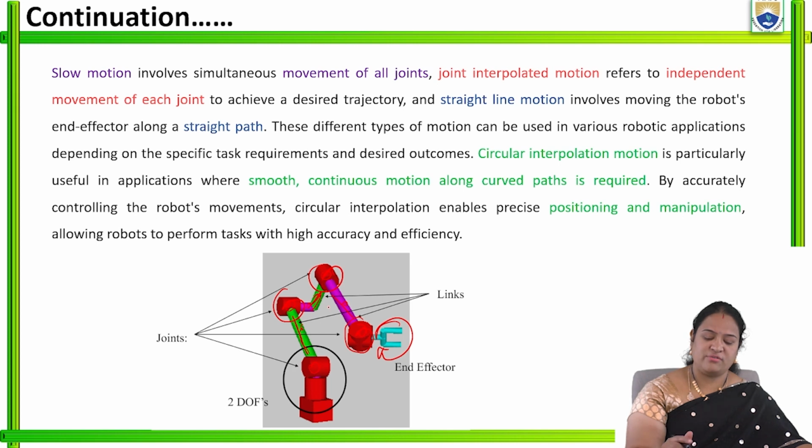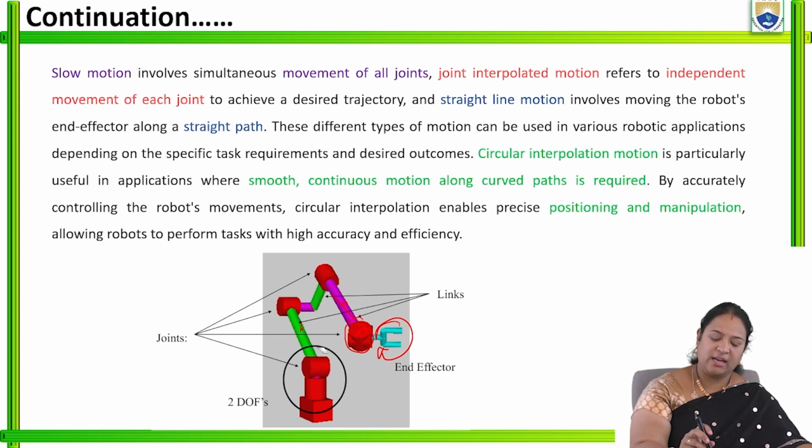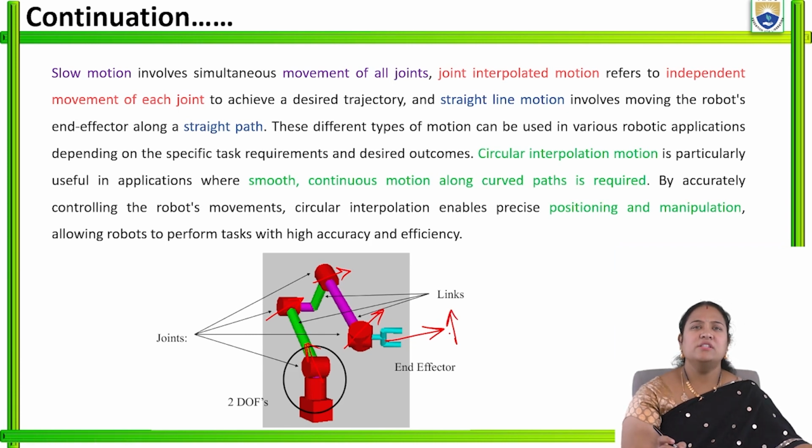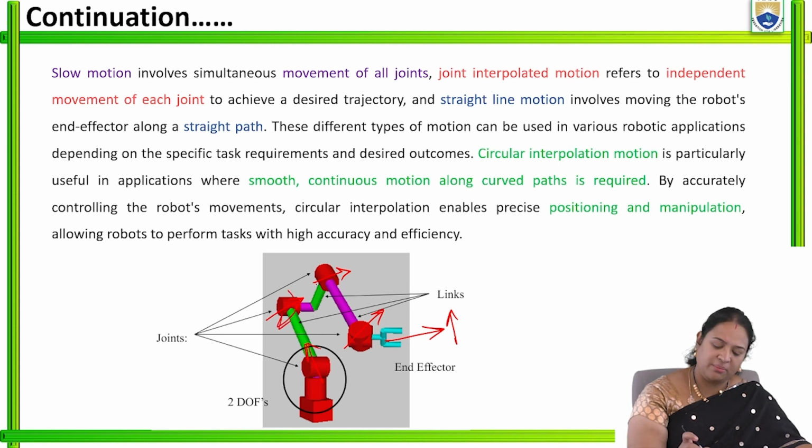Whereas when we come to a straight line motion, in straight line interpolation, what is happening? The movement of the joints will be done in a straight direction, where the robot's end effector is also moving in a straight direction. Whether it is vertical or horizontal, it will be moving in a straight direction. So in the joint interpolation, what is happening? The joints are independent of themselves.